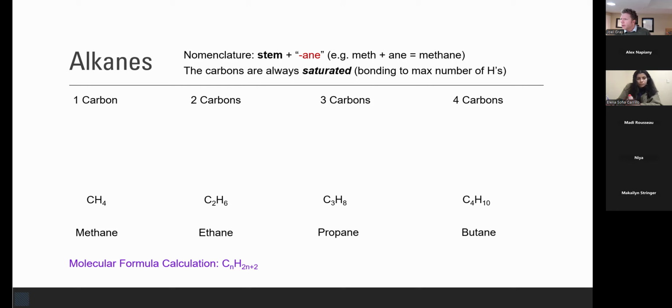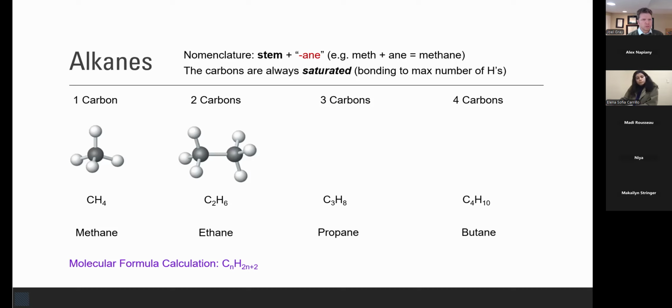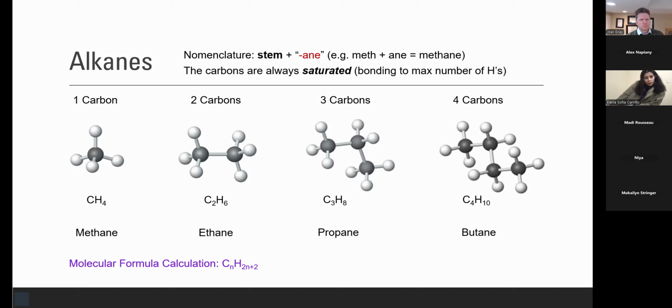Okay. So a one-carbon alkane is known as methane. Ethane is a 2-carbon alkane. Propane is a 3-carbon alkane. A 4-carbon alkane is known as butane.